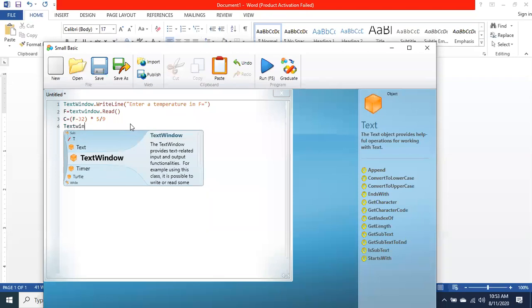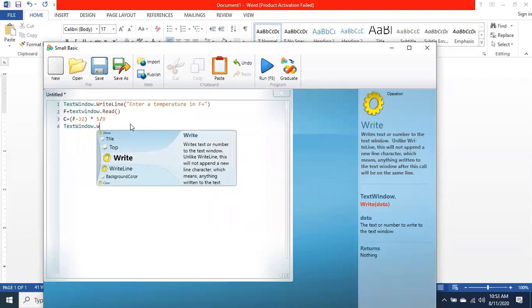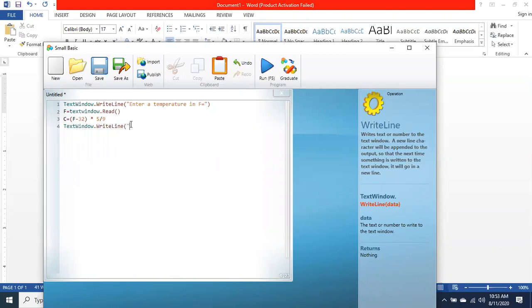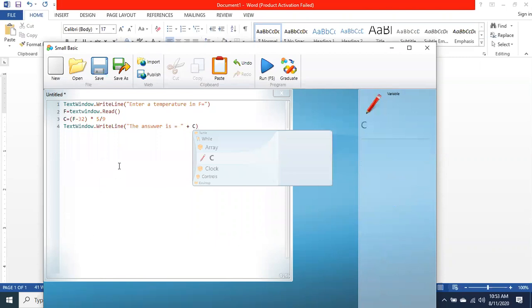Text window dot write line. The answer is equal to, and then we are giving a space in the double quotes, plus what is the answer? Answer will be stored in the C. We are printing the answer.